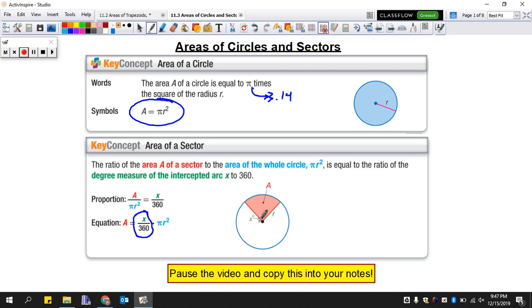This is simply the degree measure here, and you may have already learned that this degree measure is also the same as the degrees in the complete circle of 360. So let's do several examples, and I think you'll understand what we're talking about.